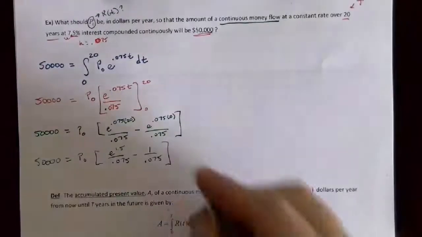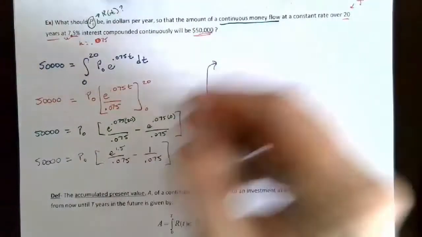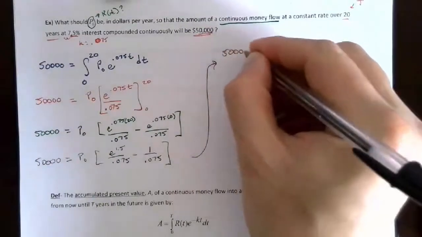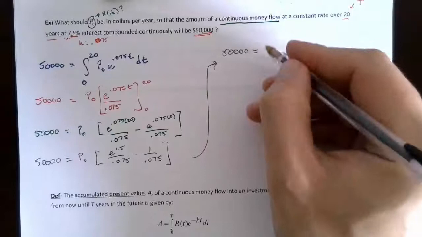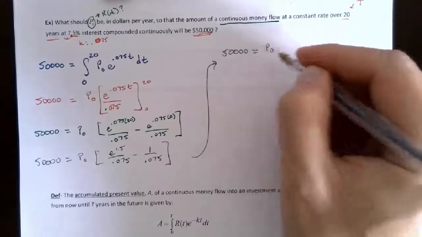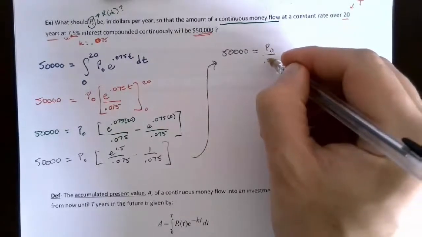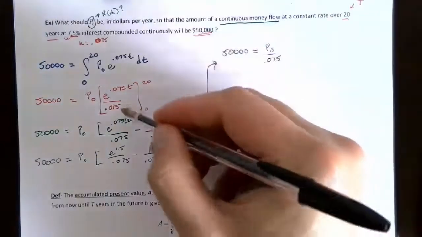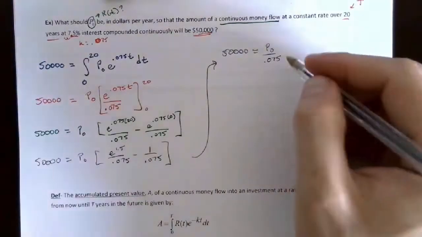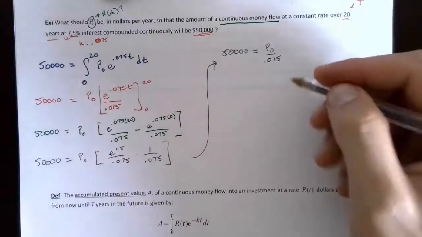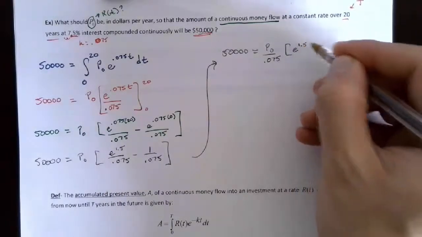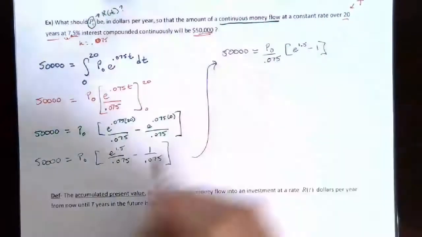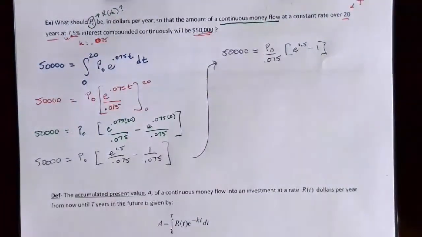And then simplifying this entire equation up here. So I have 50,000. It's equal to, we've got P0. I'm going to factor out the 0.075 now. You could have done that way up here at this step if you wanted to. P0 over 0.075 times e to the 1.5 minus 1. That's just need to factor out the 0.075. Remember the goal. The goal is to solve for P0.